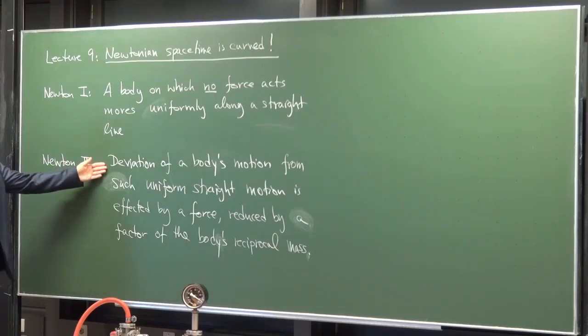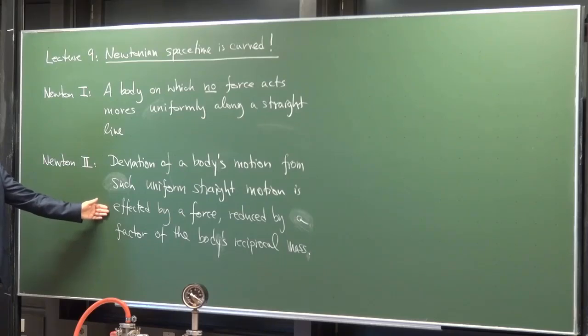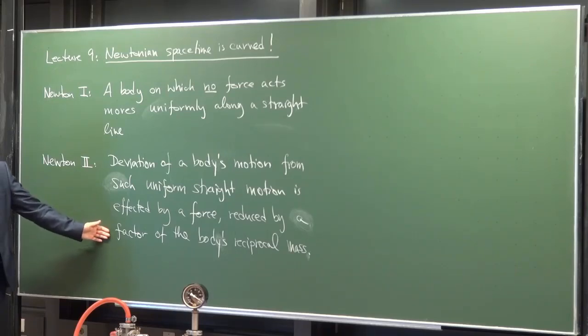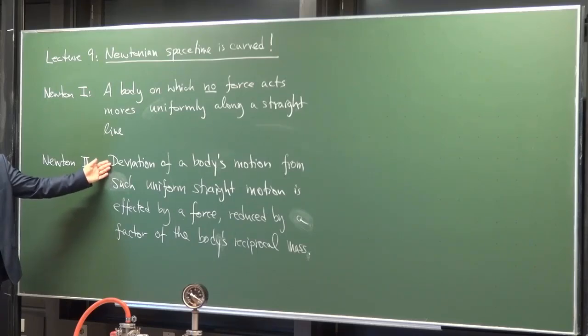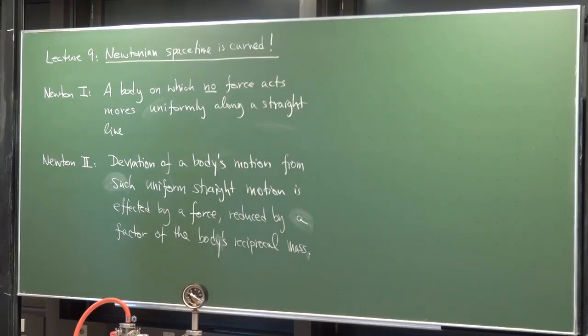Second, deviation of a body's motion from such uniform straight motion, so deviation, today we call this acceleration, is effected by a force. So this identifies there is a force present, but the force doesn't act just like this. It's reduced by a factor of the body's reciprocal mass, the inertial mass. The bigger the body's inertial mass, the less the same force will accelerate the body, right? So this looks nice, and the question is, what do these axioms say?